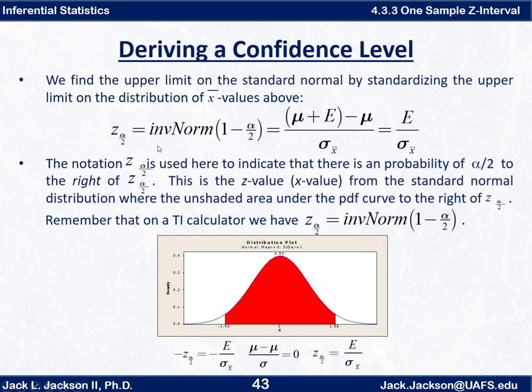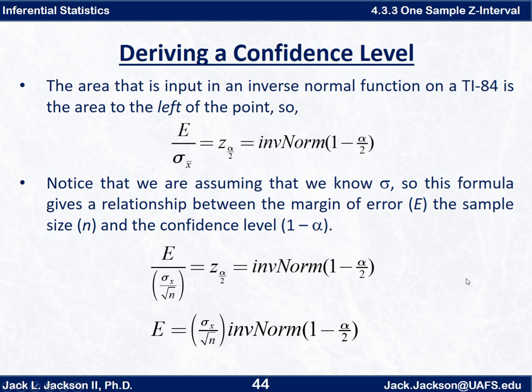So we basically have this setup that we have inverse norm of 1 minus alpha over 2 is e over sigma of x bars. So that's going to be an important relationship. So we have e over sigma of x bars is what we call z alpha over 2, or inverse norm of 1 minus alpha over 2. Now we're assuming that we know sigma, the sigma of the x's. So we're going to replace the sigma of the x bars by sigma of the x's over square root of n. And so now we have this formula right here, which we can solve for e.